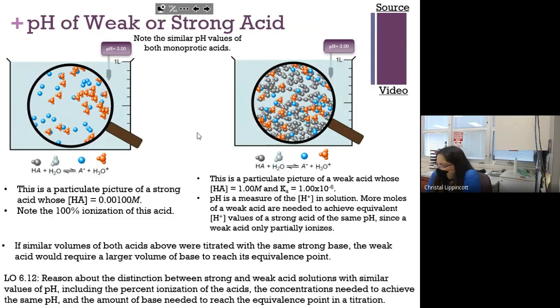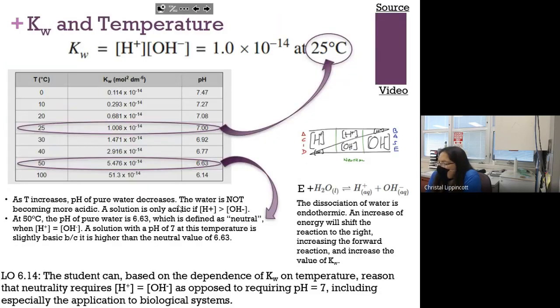All right, pH of weak or strong acids. Again, it's how many of those hydrogen ions are going to dissociate and come off of there. Sometimes they're called hydronium ions. So this is a hydronium ion. We either write it H3O+ or just H+ and forget about the rest of the water. So temperature here will affect our Kw value, and that has to do with Le Chatelier's principle, with it being endothermic, exothermic, that sort of thing. The dissociation of water is endothermic, and an increase in energy will shift the reaction towards the right, increasing the forward reaction and increasing the value of Kw.